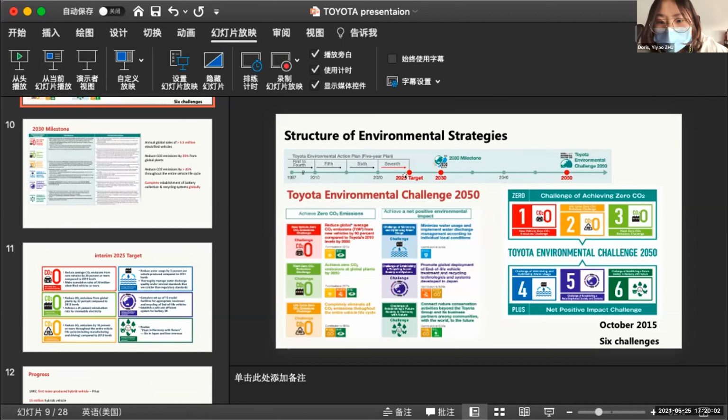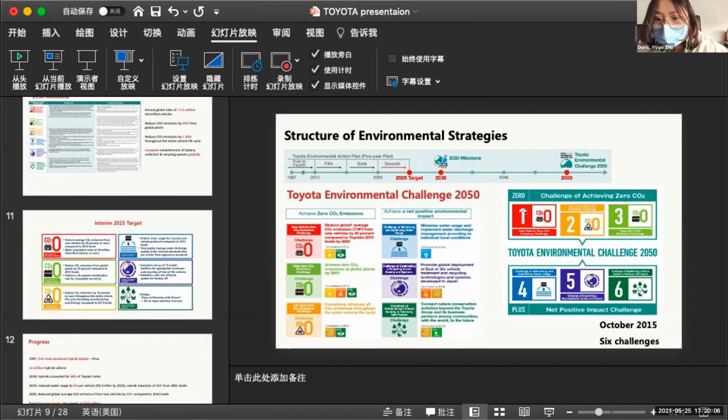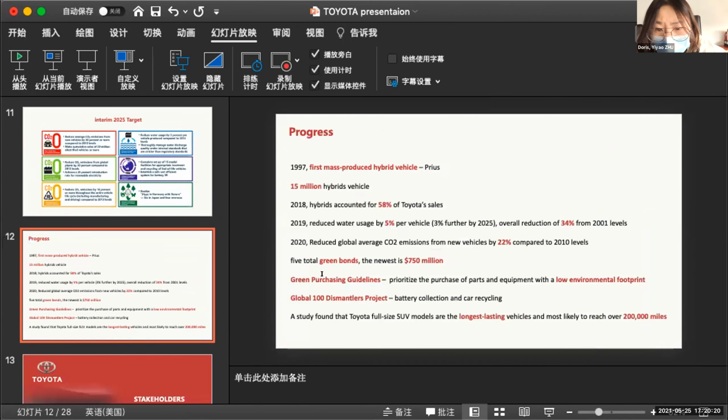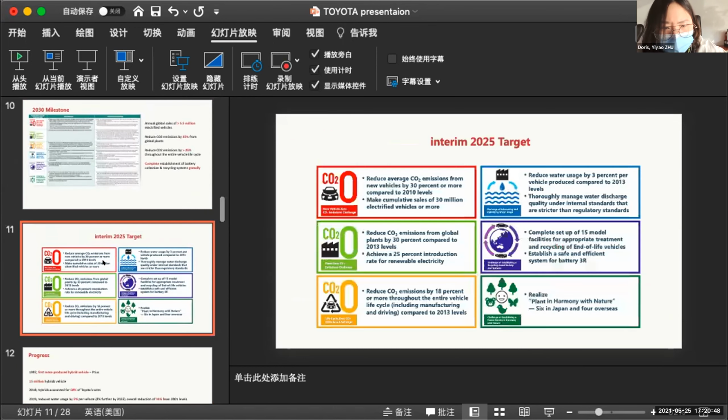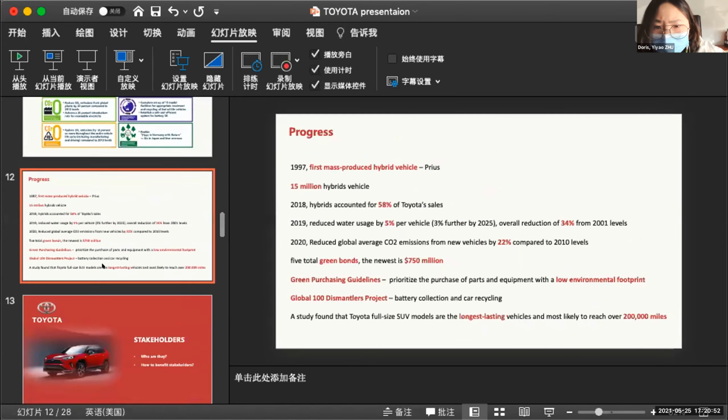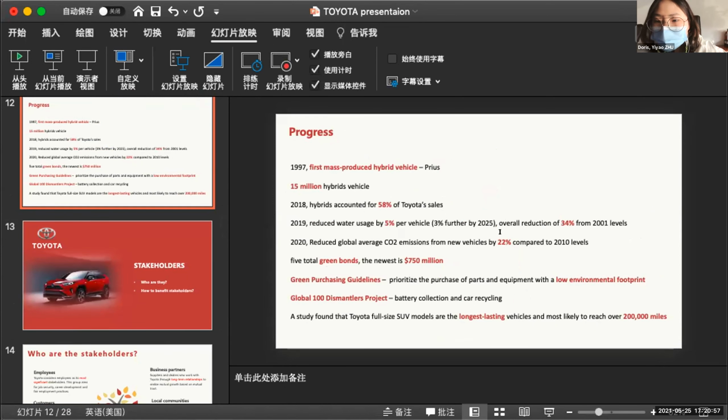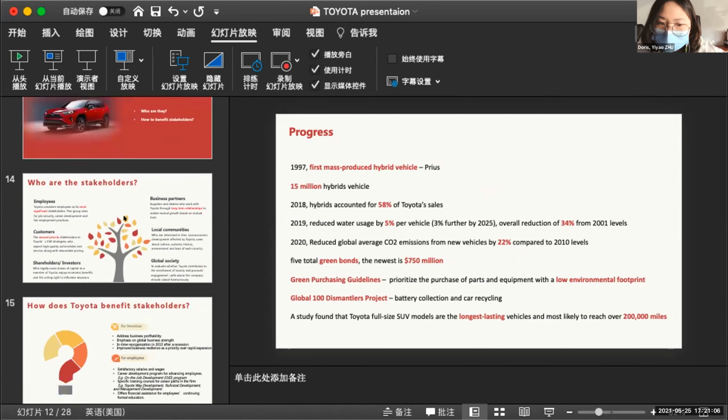Actually, they have set the 2025 target and 2030 milestones to achieve the 2050 challenge. They want to achieve zero CO2 emissions, and now because Mirai has completed zero emissions, Toyota wants to promote it in Japan. I don't remember the specific figure, but they have promoted a lot more. Let me find my presentation. Now they have completed 22% compared to 2010 levels. So I think this is possible.